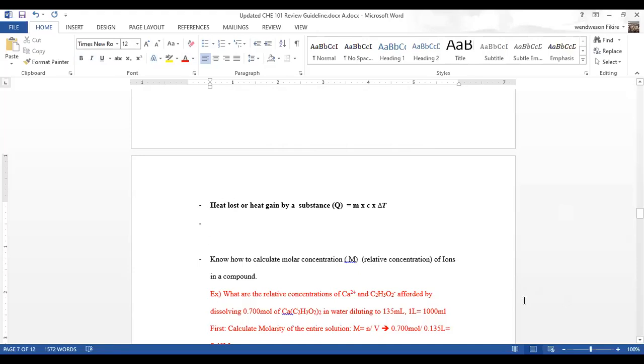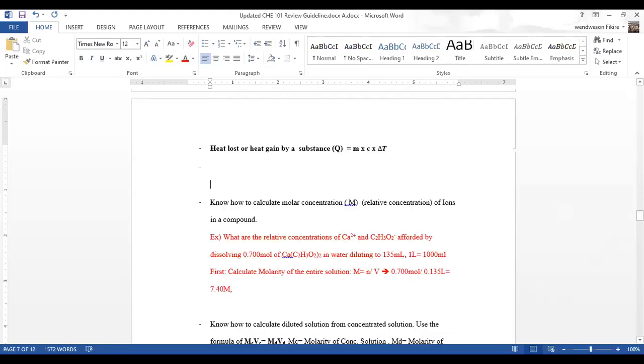Know how to calculate the molar concentration and relative concentrations of a compound. We discussed molar concentration, like molarity, but I don't think we discussed relative concentration. So I'm going to explain a little about what relative concentration means. Here is an example. What are the relative concentrations of calcium ion and acetate ion afforded by dissolving 0.700 moles of calcium acetate in water, diluting to 135 milliliters? 1 liter equals 1000 milliliters.